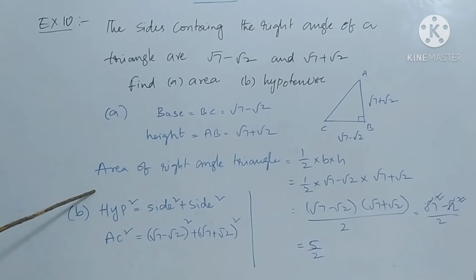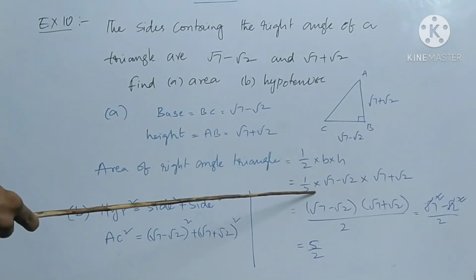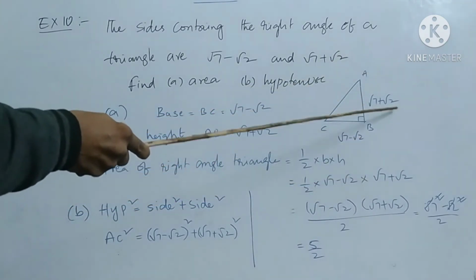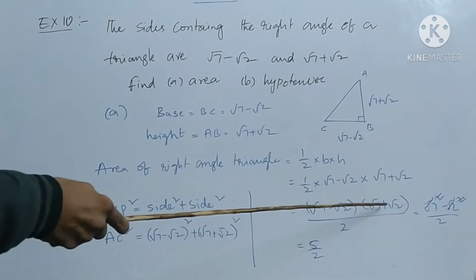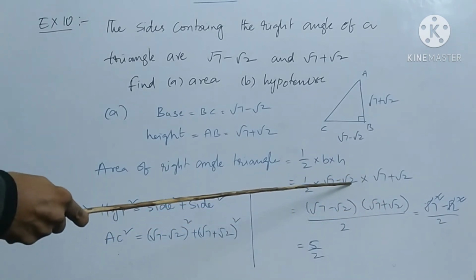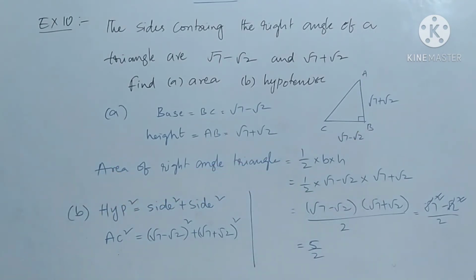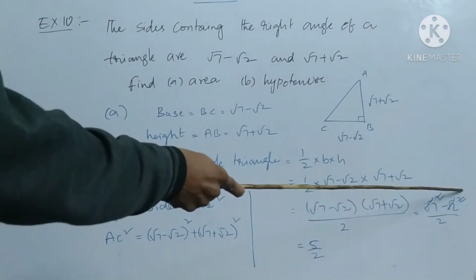So we know the area of a right angle triangle formula. Formula is half into base into height. Here base is BC, here height is AB. So half into base root 7 minus root 2 into height root 7 plus root 2. So that is equal to, it is of the form a plus b into a minus b. So root 7 minus root 2 into root 7 plus root 2, it is of the form a plus b into a minus b. So here result is a square minus b square. Here a is equal to root 7 whole square, b is equal to root 2 whole square.